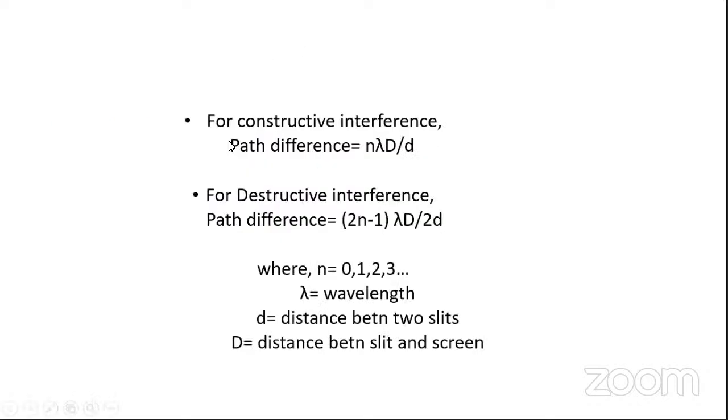For constructive interference, path difference is equal to n lambda D by d. And for destructive interference, path difference is equal to (2n minus 1) lambda D by 2d, where n is equal to 0, 1, 2, 3, etc. Lambda is the wavelength, small d is the distance between the two slits, and capital D is the distance between the slits and the screen.